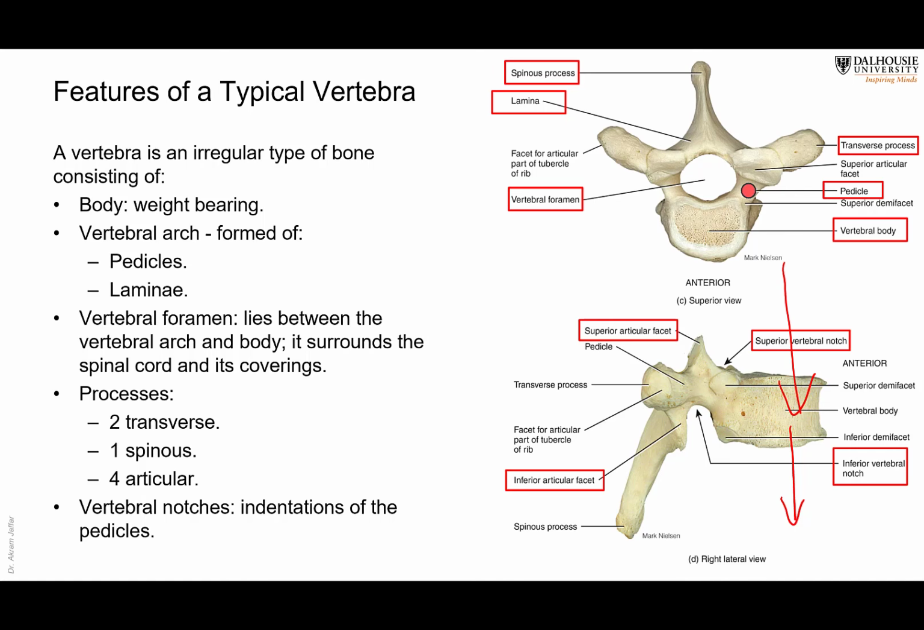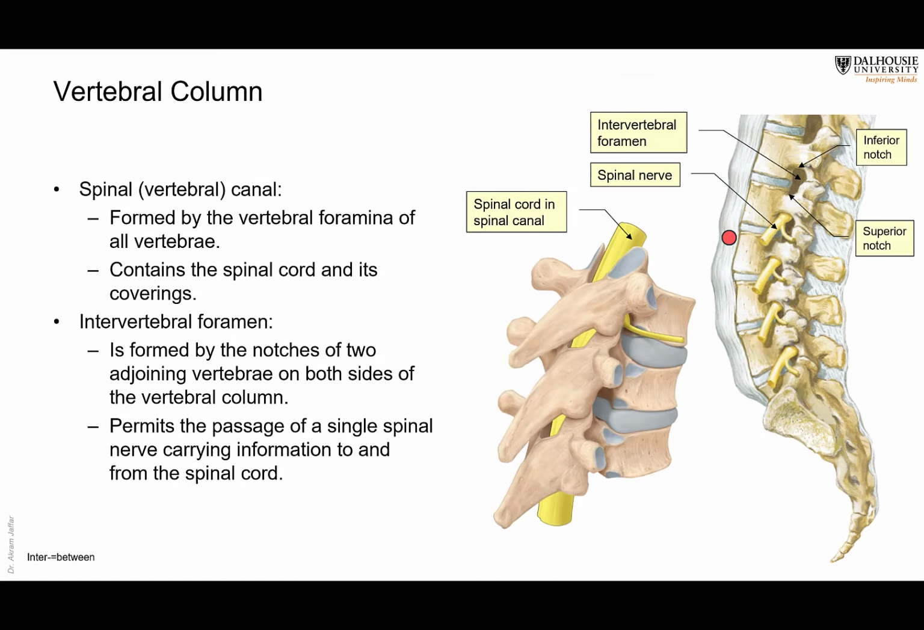The pedicle has a notch. If you look at the pedicle here, there is a small notch here, and there is a big notch on this side. If you bring two vertebrae together, these two notches face each other. You have a notch from the vertebra above and a notch from the vertebra below, and so you will have a foramen. And this foramen is between the vertebrae, so it's called the intervertebral foramen.